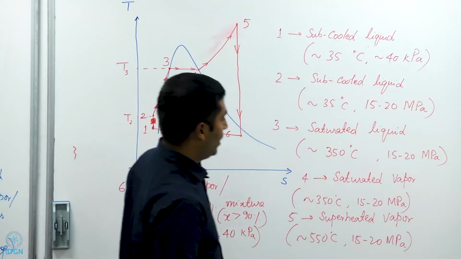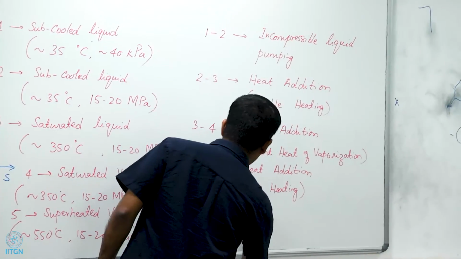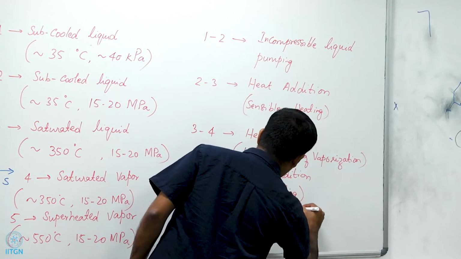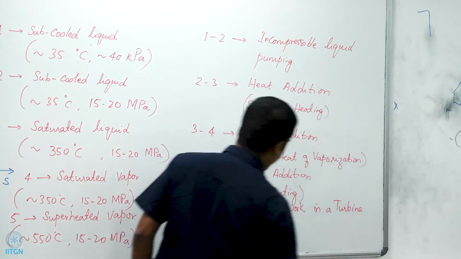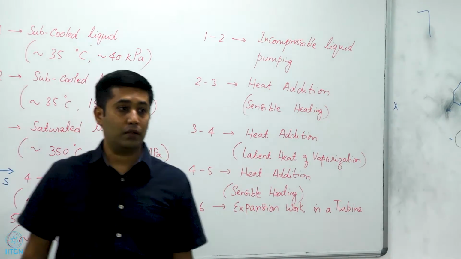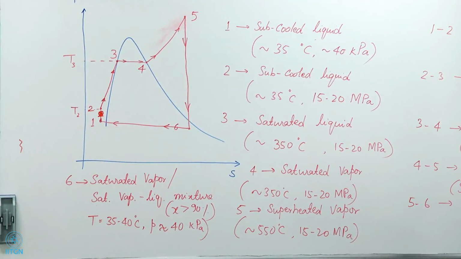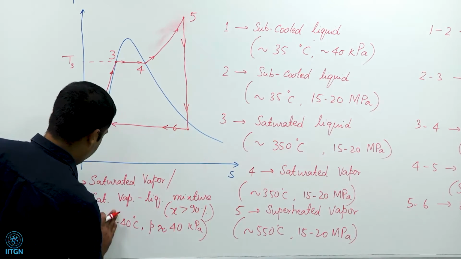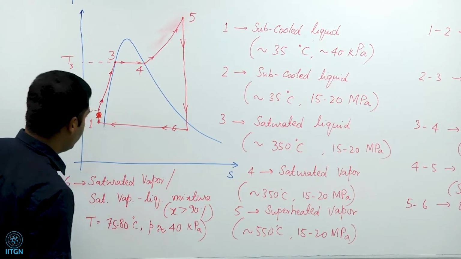But before that, we need to write here 5 to 6 is an expansion work in a turbine. If we have an isentropic turbine, this is around 75, 80 degrees Celsius.